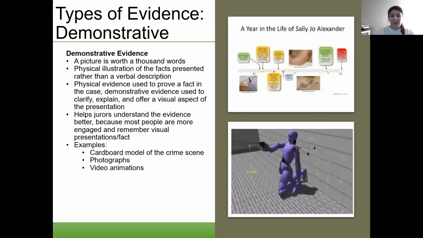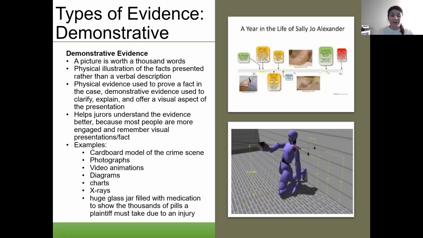And then examples are a cardboard model of the crime scene. I don't think they do cardboard anymore. I'm sure they have better technology. Photographs, video animations, like the one on the bottom. Diagrams, charts, x-rays. And then some I've seen, they have a huge glass jar filled with medications to show the thousands of pills a plaintiff must take due to an injury.